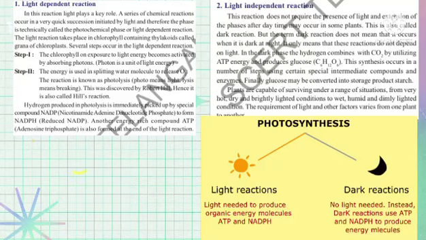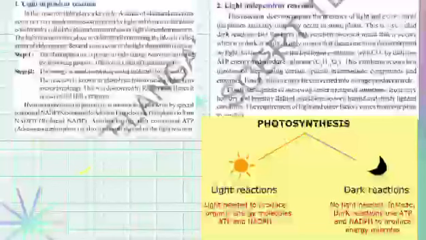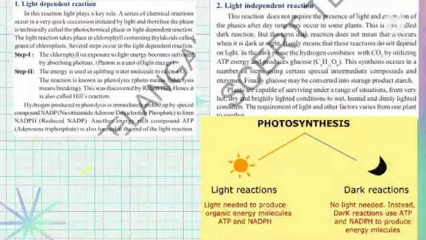The next one is the light independent reaction. Here, this reaction does not require the presence of light. The phase after the day may occur in some plants. After the complete day, this process will occur. Because of that, it is called the dark reaction.